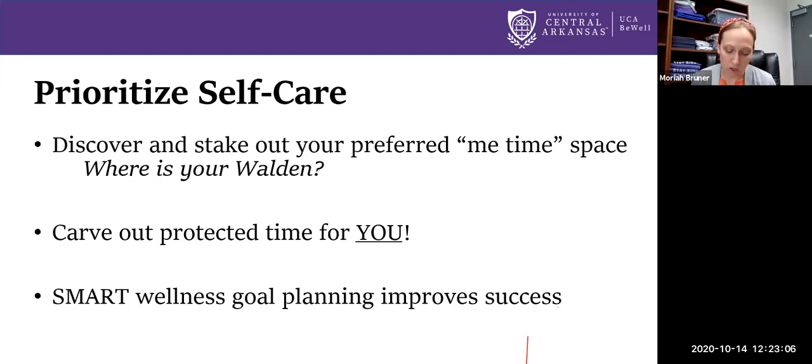And so I encourage you to go through the same exercise in order to prioritize taking care of your personal needs. So that means you're going to discover and stake out your preferred me time space. So where is your Walden for your personal needs? And then you're going to carve out protected time just for doing the things that rejuvenate, re-energize you, that sort of fill you up and allow you to keep going. Like they give you that real deep sense of fulfillment. So that could be playing or listening to music. That could be exercising, going for a walk. That could be drinking a cup of coffee and reading your favorite magazine. Whatever that is for you, then do that. But again, you want to have a space for that and you want to have the protected time for that.